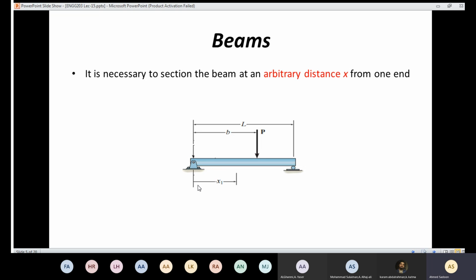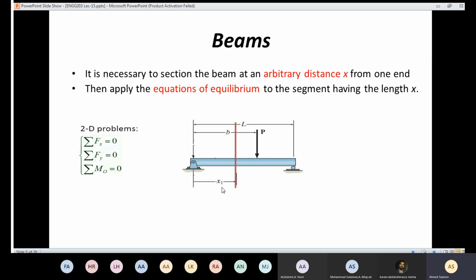So we are going to cut a section at a random distance, not at a specific point. For example, I'm going to cut a section here, and the distance is going to be a random distance. We are going to call it x1, for example. Then after I cut the section here, I'm going to apply the equation of equilibrium for that segment. So that segment, x, is going to represent the region from here to here.